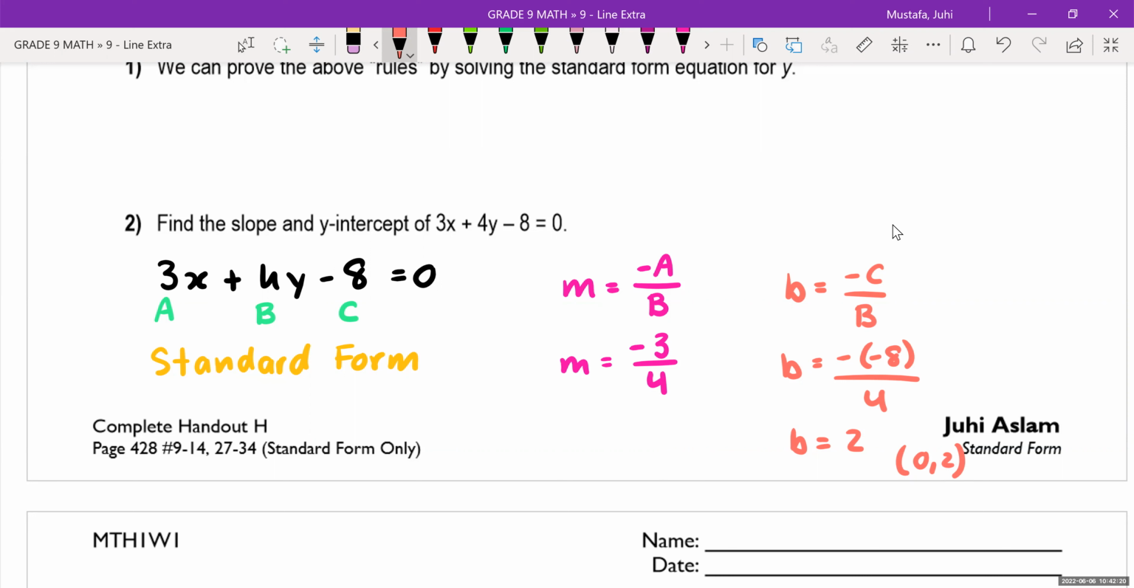Okay, hopefully that makes sense. Let's go on to the next page. I want to do a couple of questions from handout H.